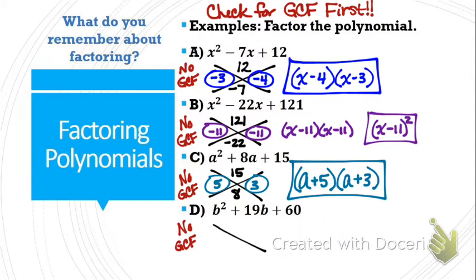Last one here on this screen. Two numbers that multiply to 60 but add to 19. 15 and 4. So what are my two factors then? B plus 15 and B plus 4. No. B plus 15 and B plus 4.